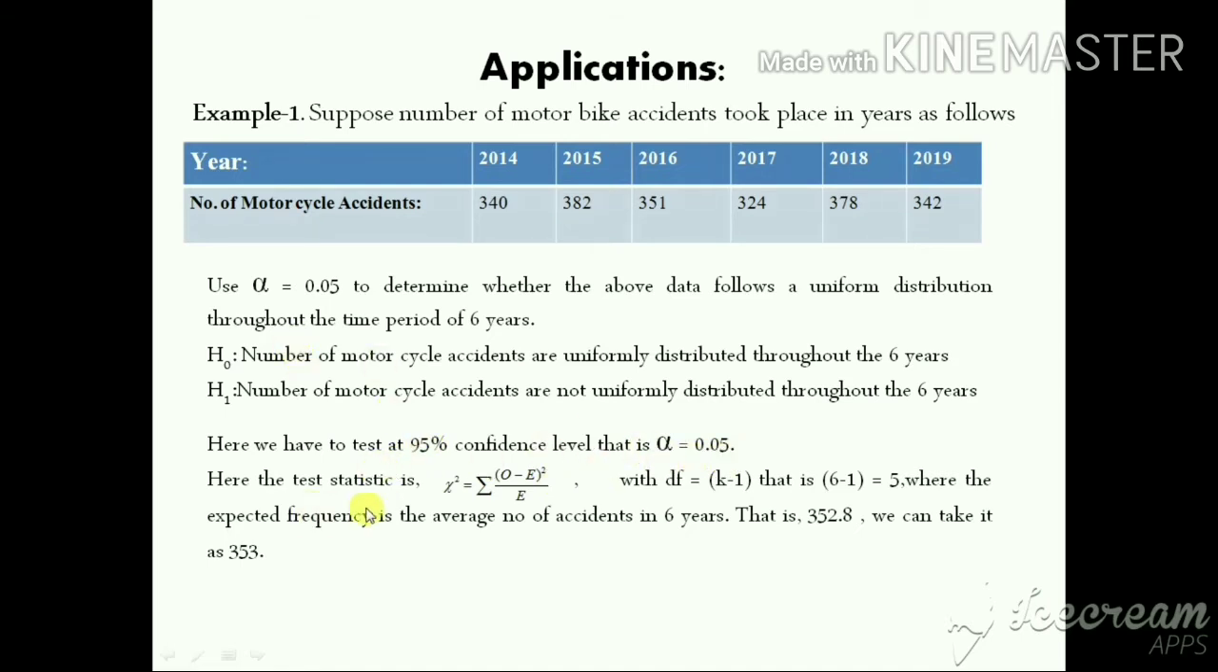The next task is to calculate the chi-square statistic, that is, observed value minus expected value, squared, divided by expected value, with degrees of freedom k minus 1. Since k here is 6 years, 1 2 3 4 5 6, so 6 minus 1 is 5, so the degrees of freedom is 5. And for a uniform distribution, we can take the expected value as the average of all the accidents in 6 years. So by averaging, this is 352.8, so we can take it as 353.